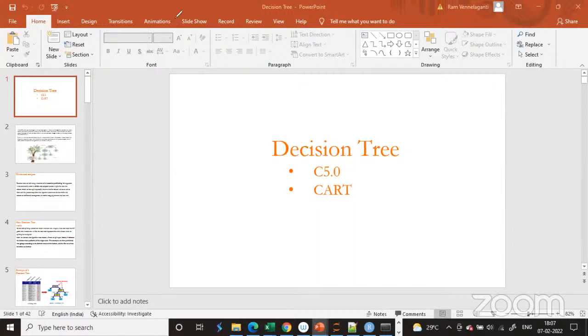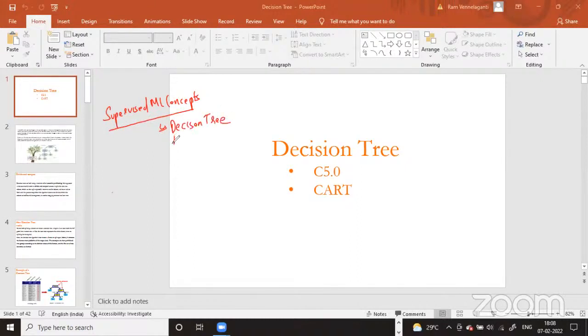So let us start our discussion. Today we are going to start with our supervised machine learning topics. As part of our supervised machine learning concepts, we will be discussing our decision tree.